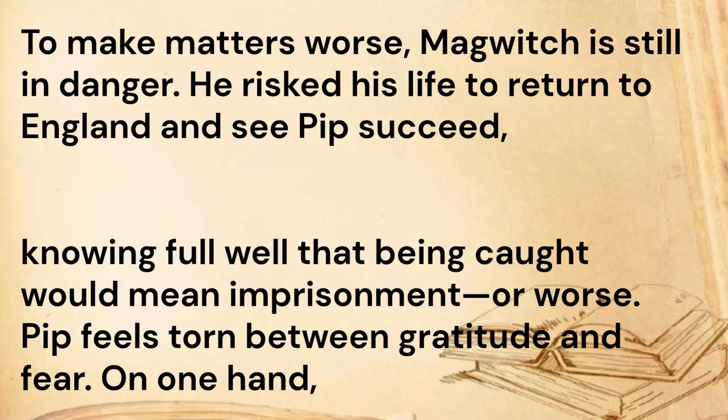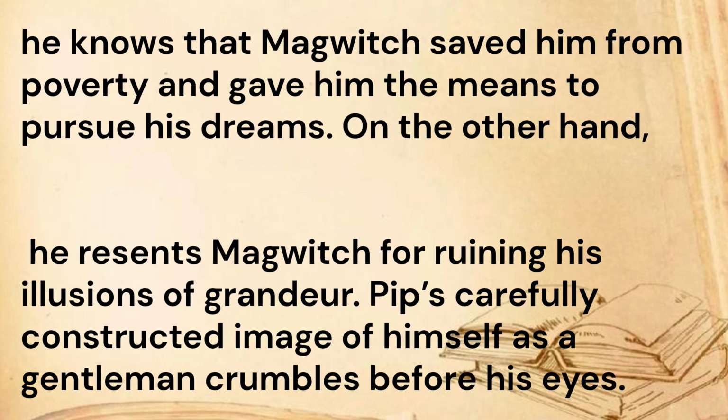To make matters worse, Magwitch is still in danger. He risked his life to return to England and see Pip succeed, knowing full well that being caught would mean imprisonment, or worse. Pip feels torn between gratitude and fear. On one hand, he knows that Magwitch saved him from poverty and gave him the means to pursue his dreams. On the other hand, he resents Magwitch for ruining his illusions of grandeur. Pip's carefully constructed image of himself as a gentleman crumbles before his eyes.